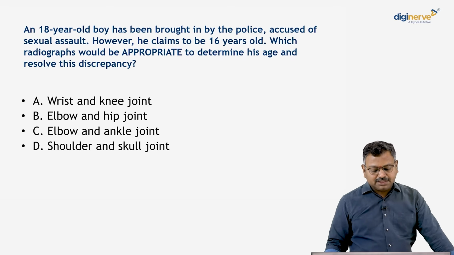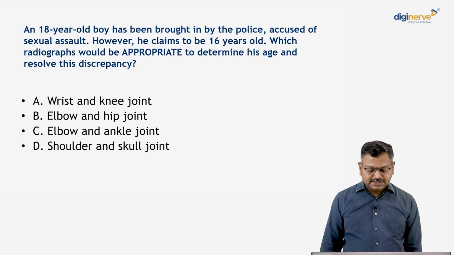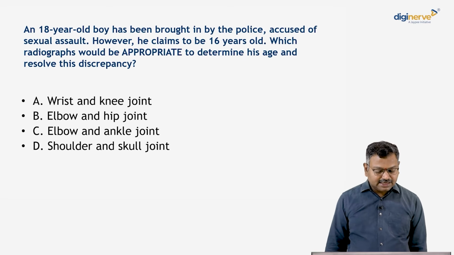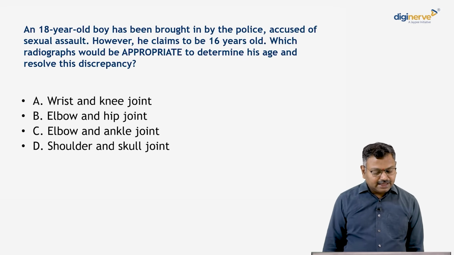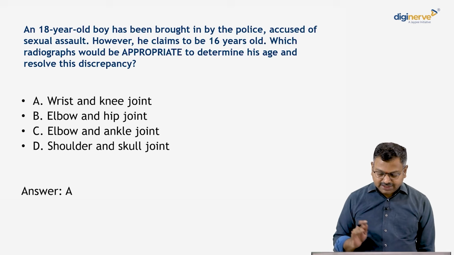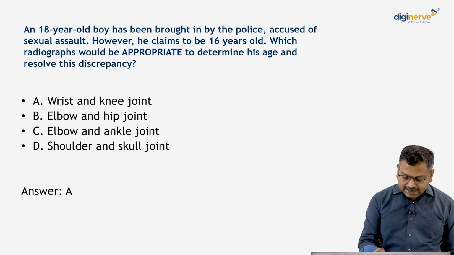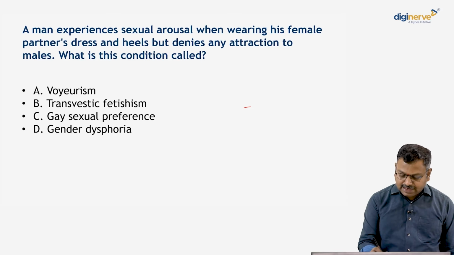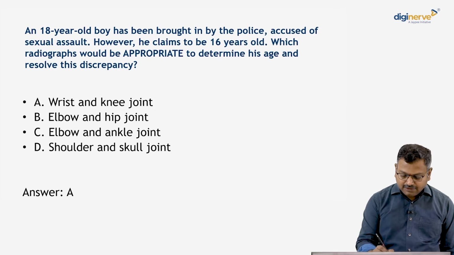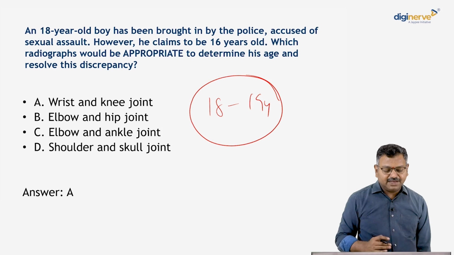An 18-year-old has been brought by the police, accused of sexual assault. He claims that he is 16 years old. Now which X-ray do you want to see? Wrist and knee joint, elbow and hip joint, elbow and ankle, shoulder and skull. So very characteristically the wrist joint is what you are seeing there, because the lower end of the radius and the upper end of the tibia fuse at 18 to 19 years. So lower end of the radius, upper end of the tibia. So that's very important.